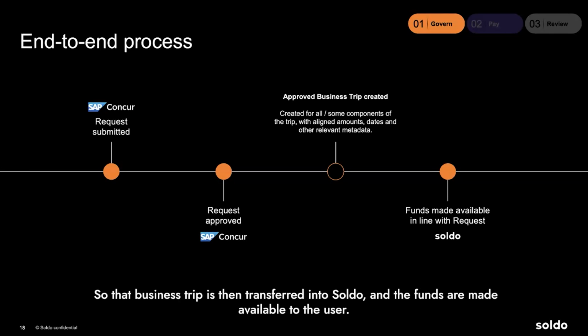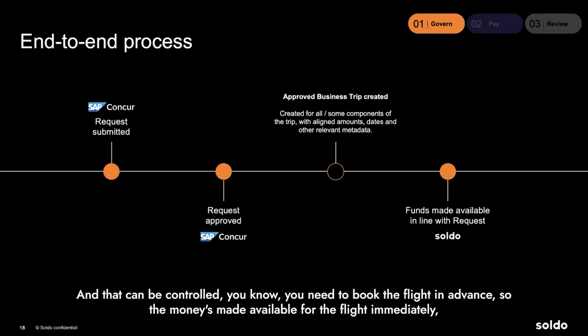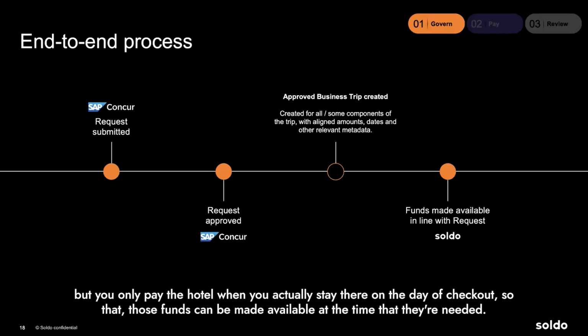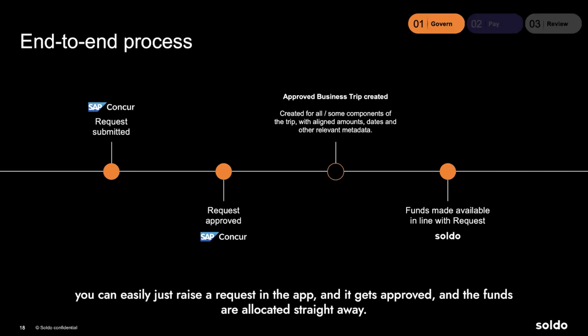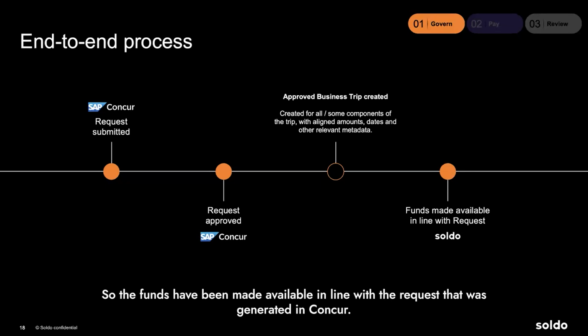So that business trip is then transferred into Soldo, and the funds are made available to the user, and that can be controlled. You need to book the flight in advance, so the money's made available for the flight immediately, but you only pay the hotel when you actually stay there on the day of checkout, so those funds can be made available at the time that they're needed. If something happens, a last minute flight cancellation, and you need additional cash, you can easily just raise a request in the app and it gets approved and the funds are allocated straight away. So the funds have been made available in line with the request that was generated in Concur.